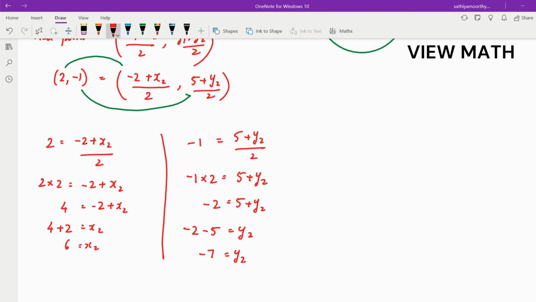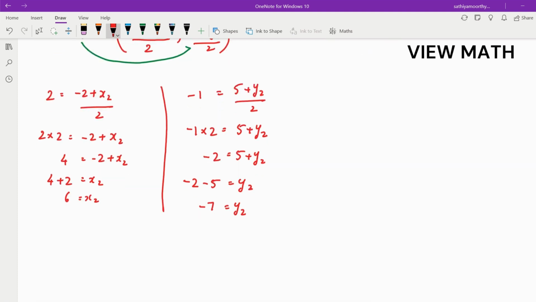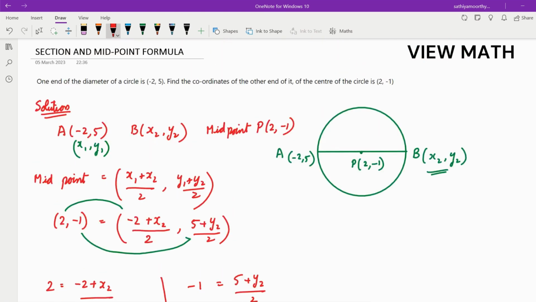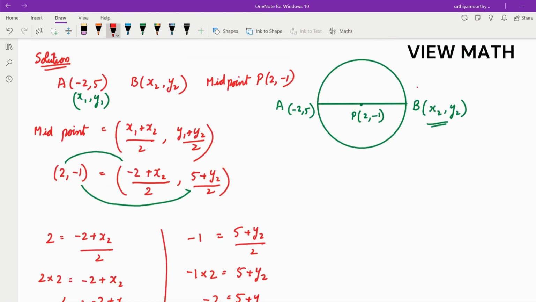So we have found the other end of the diameter. Therefore, the other end of the diameter is (x2, y2). The x2 value is 6 and the y2 value is -7. So we have found the other end of the diameter. This is B, where B is (6, -7), which we have found.